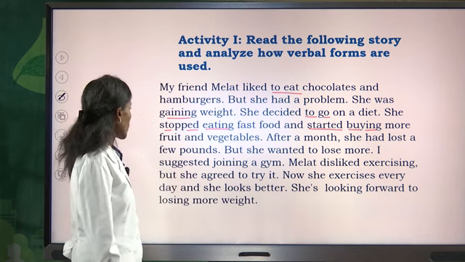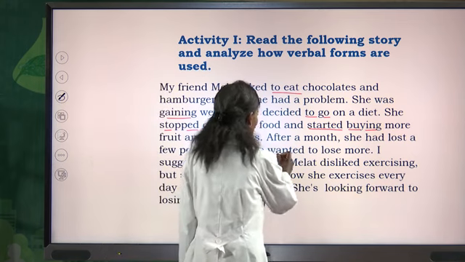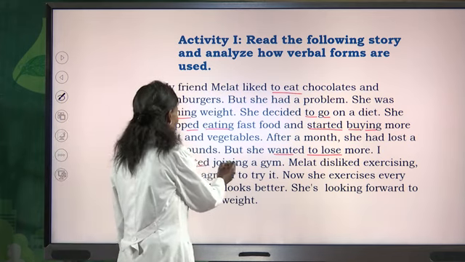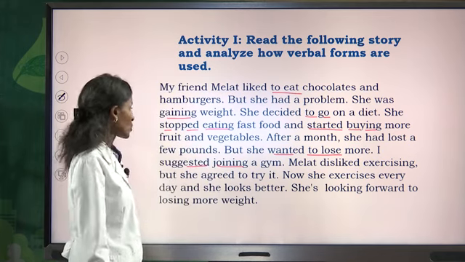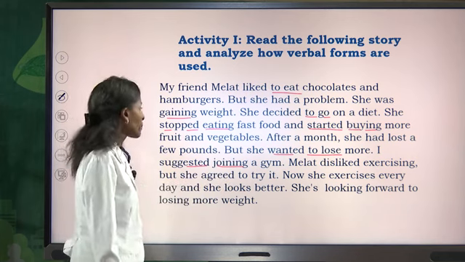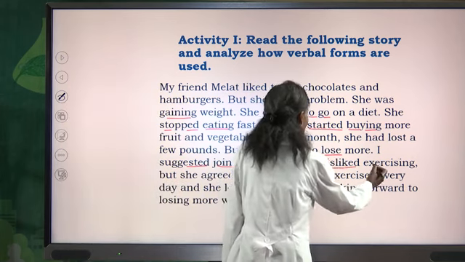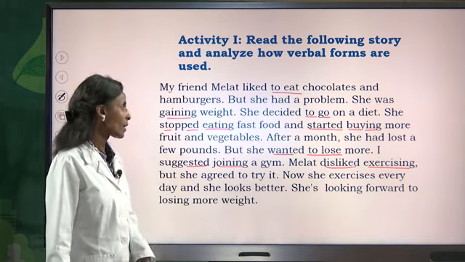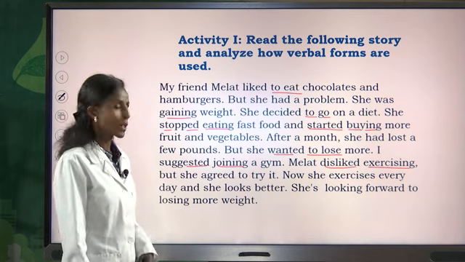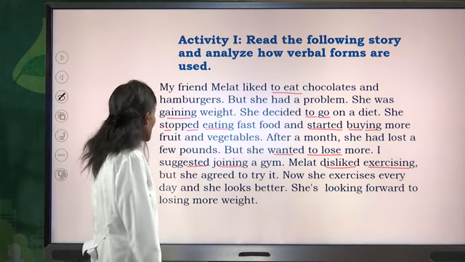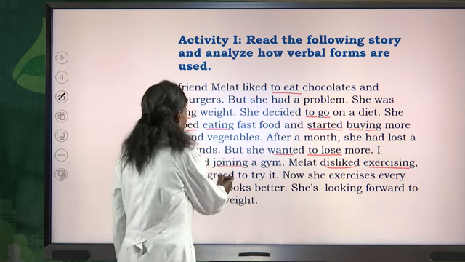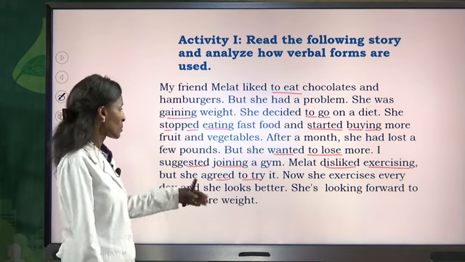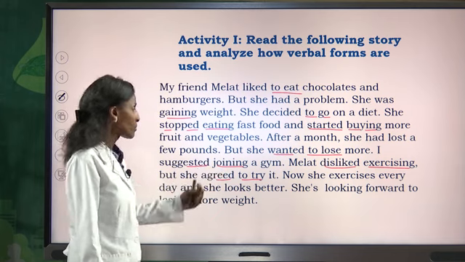After a month, she had lost a few pounds, but she wanted to lose. Infinitive is there. I suggested is followed by what? Joining. I suggested joining. Gerund, okay, as a noun. Melat disliked exercising. Disliked again is followed by V plus ing, a present participle, which is used as a noun, because dislike by nature needs to have a gerund. You see, that is the verb pattern we have. But she agreed to try. Agreed in this case is followed by an infinitive with to, you see, to try. Agreed to do something, to try, like that. So we have an infinitive also.